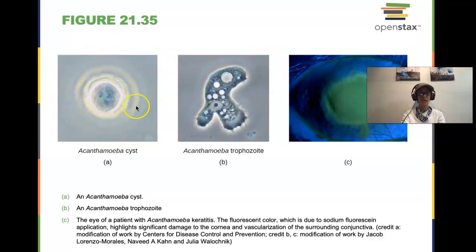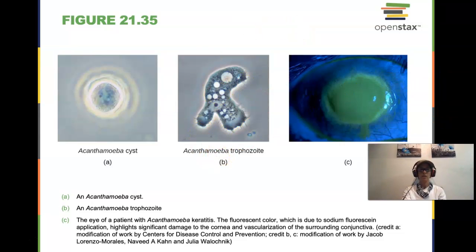There is the cyst of the Acanthamoeba. There is the reproductive stage, the Acanthamoeba trophozoite. And there is someone with Acanthamoeba keratitis. They have applied sodium fluorescein so that it lights up where the pathogen is, and we've got significant damage to the cornea and a lot of vascularization with the inflammation being caused by that amoeba.